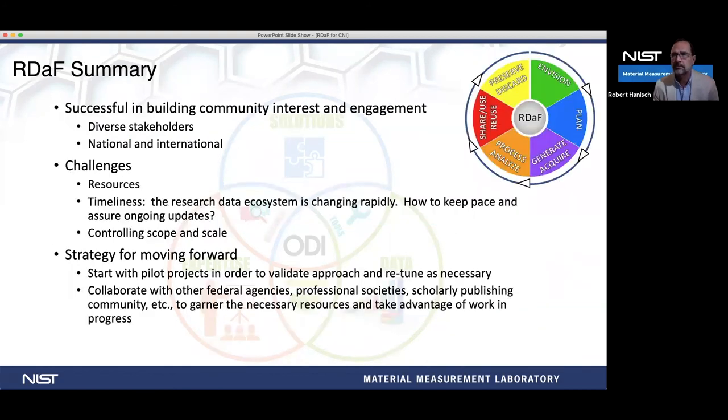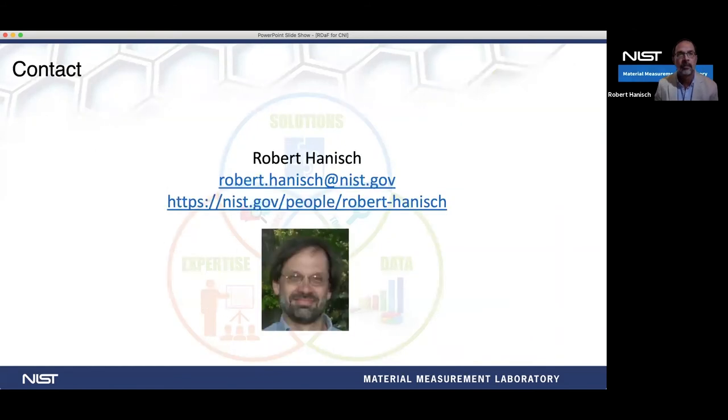So in summary, we've been successful in building community interest and engagement from diverse stakeholders, both national and international. The challenges that face us are, of course, resources, timeliness, because the research data ecosystem is changing rapidly, and controlling scope and scale. But our strategy for moving forward, again, is to start with pilot projects to validate our approach, retune as necessary, and build wide collaboration with other federal agencies, societies, scholarly publishing communities, and of course, you all in the CNI community. Please contact me if you'd like more information.